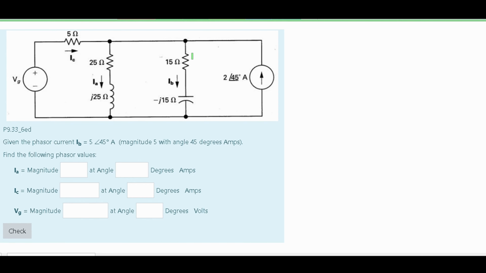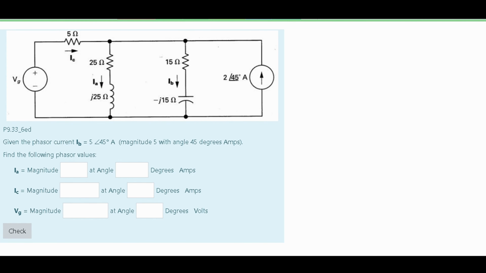In this problem, we are given the following circuit diagram here. We are also given that our phasor current I of B is equal to 5 with an angle of 45 degrees. Our I of B is going to be this right here. Now we need to find the following phasor values. We need to find I of A, I of C, and V of G. That's going to be this value right here, here, and here.